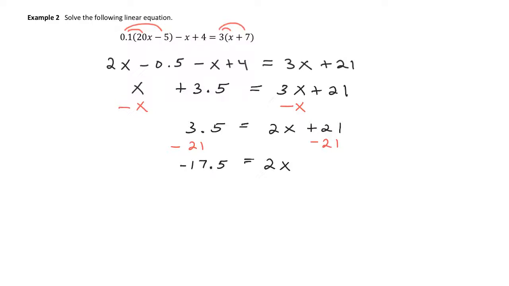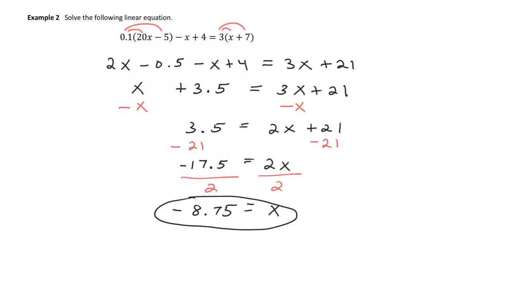Okay. So the last step is to get x by itself. I have a 2x on the right. I know if I divide both sides by 2, on the right, I have just x. And if I take half of 17.5, I get 8.75, and that's going to be negative. And this is it. This is the answer to the original equation.